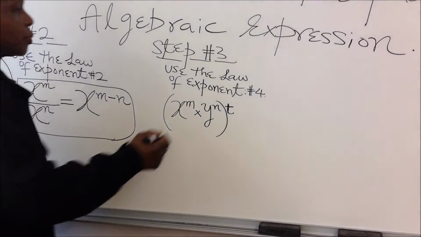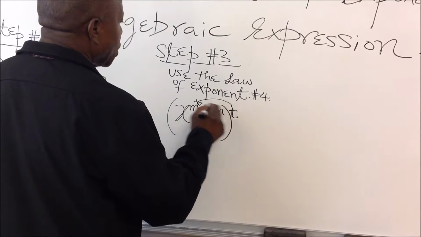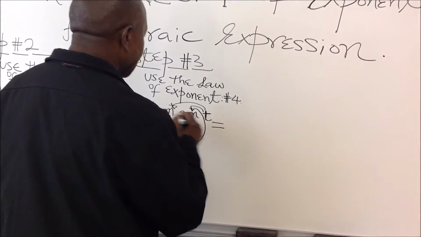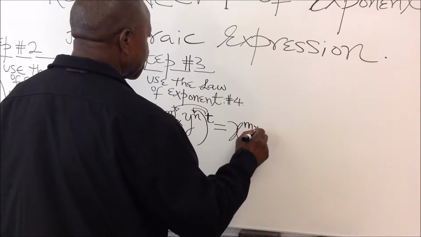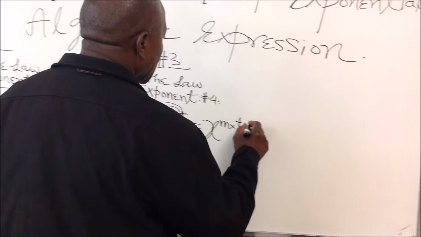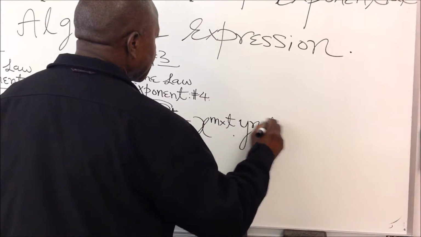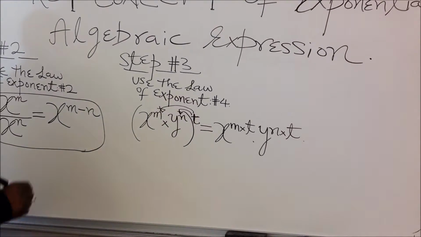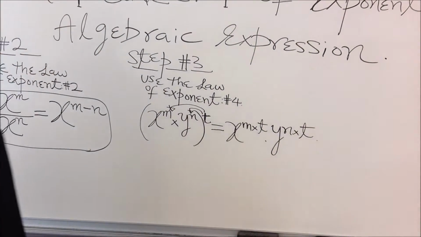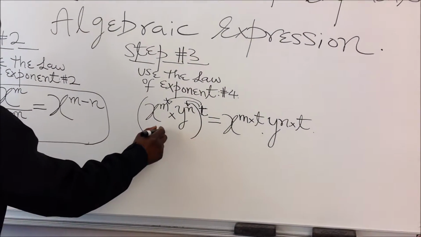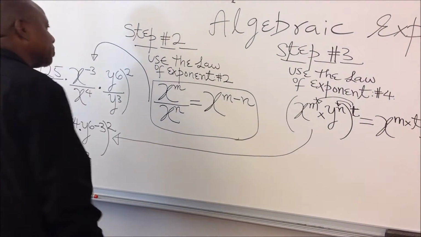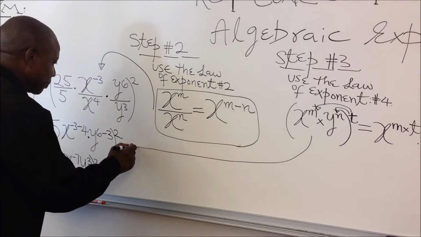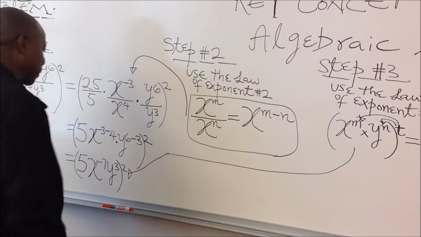This law says that you can distribute the power, known as the law of power distribution. So that will give us what? X to the m times t times y to the n times t. So we are going to use this law of exponent number 4 in solving this problem. So let us go ahead and apply this law of exponent right now in simplifying this problem.